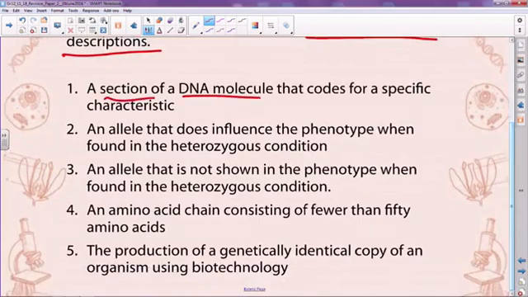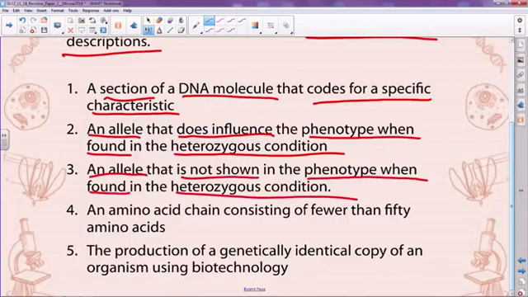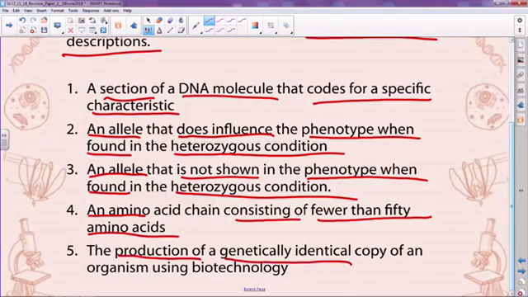A section of a DNA molecule that codes for a specific characteristic. An allele that does influence the phenotype when found in heterozygous conditions. Next one, an allele that is not shown in a phenotype when found in a heterozygous condition. And then an amino acid chain that consists of fewer than 50 amino acids. And then lastly, the production of a genetically identical copy of an organism using biotechnology.